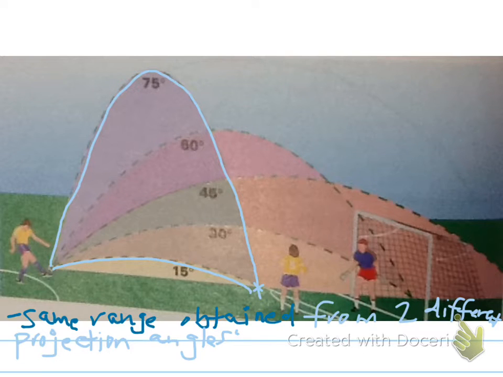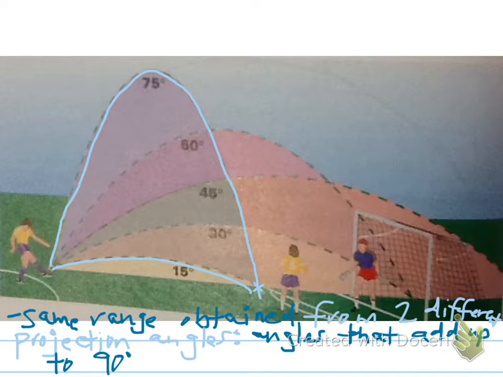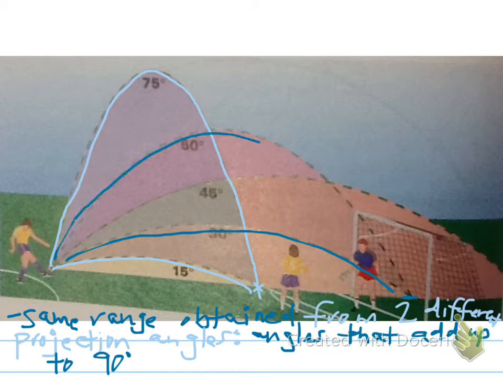And there's kind of a trick to those angles. The angles that add up to 90 degrees. So here's my 30. The other one that results in that is 60 because they add to 90. Also, notice, how do I get my maximum range here? That's my 45. So if I want it to go the furthest distance away, I'm going to use 45 degrees.